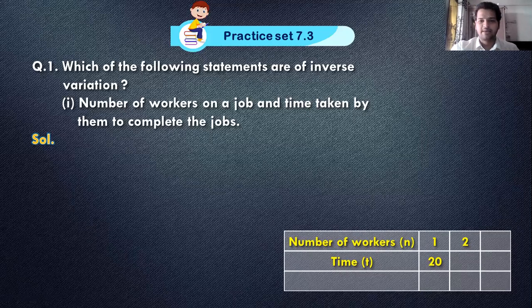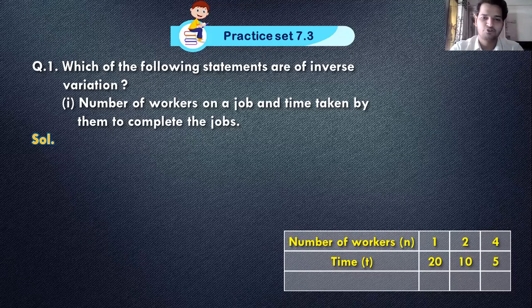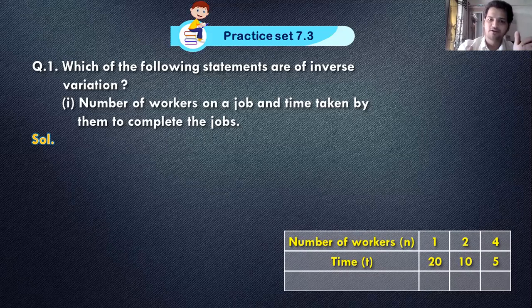Correct. Sir, they will take less time. Absolutely. If one worker can complete the work in 20 days, then two workers can complete the same work in 10 days. Correct. Now, if I again double the number of workers, to 4, they can complete the work in 5 days. So if you observe here, the number of workers is increasing, and the time required to complete the work is decreasing. So that indicates that this example is an inverse variation.